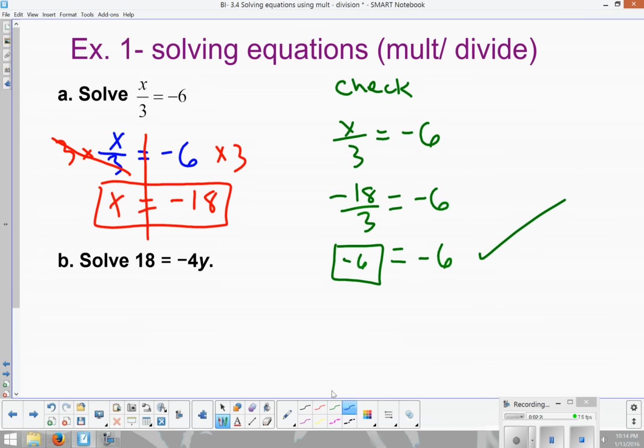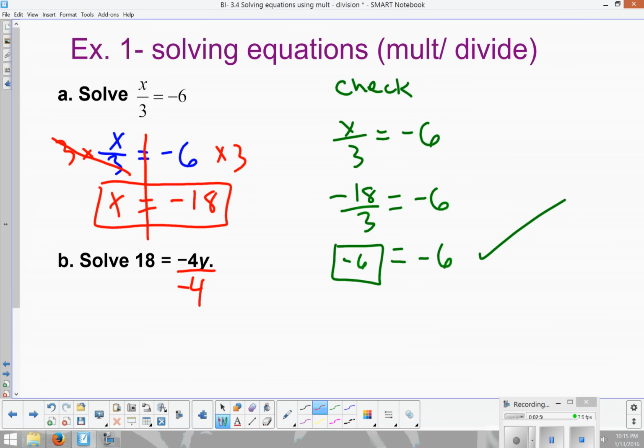Okay, let's go ahead and try our next example. In our next example, we have 18 equals negative 4y. Again, I ask myself, how do I get the variable by itself? I see the variable y. To get it by itself, I have to ask myself another question. What's happening to the y? Well, it looks like it's being multiplied by negative 4. Every time you have a number and a variable next to each other, that means multiply. So the opposite of multiply is, you guessed it, divide.